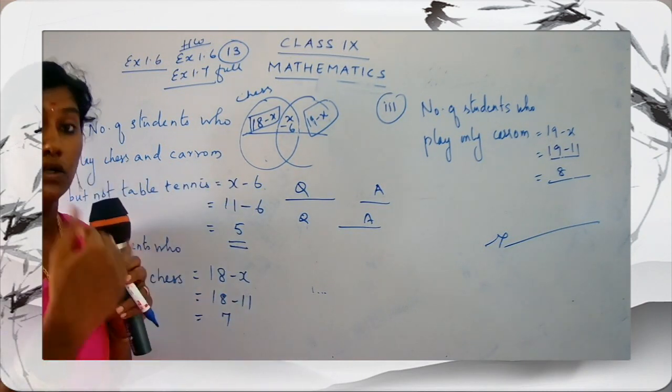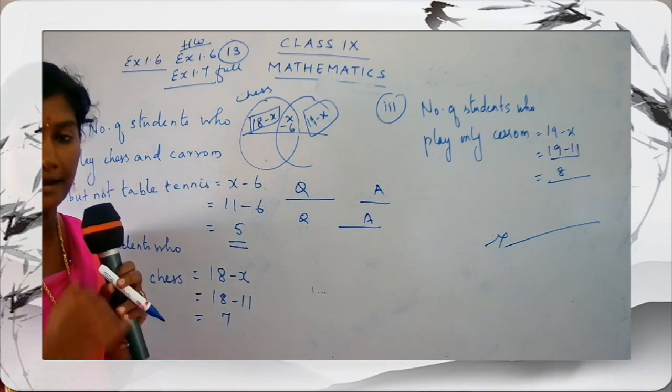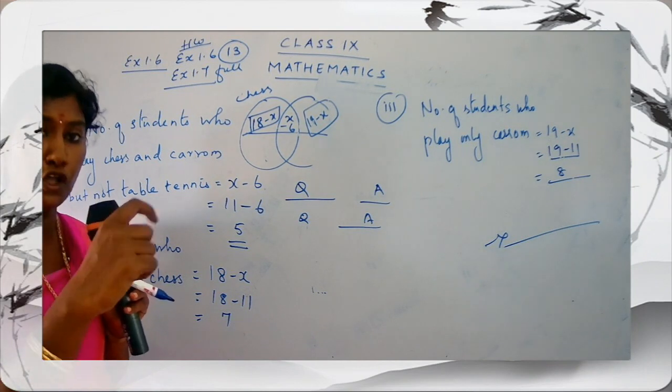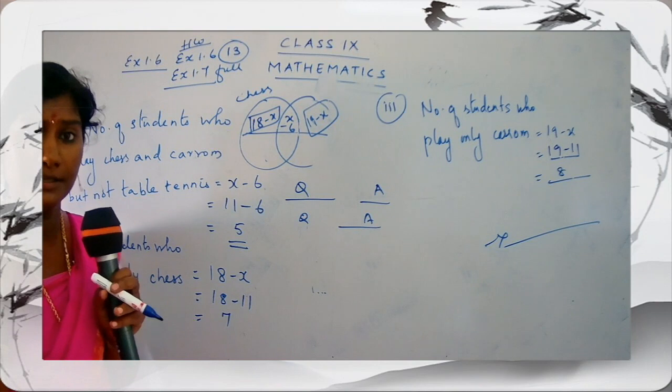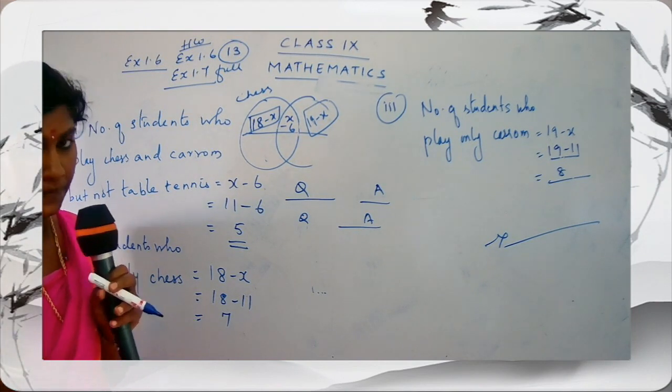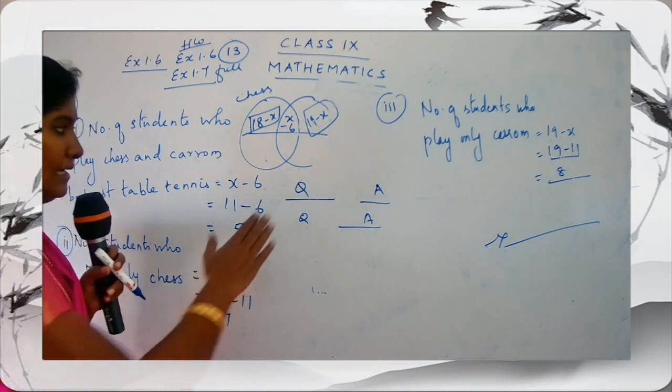Listen to me carefully. Once again I repeat, for exercise 1.7, a question and an answer. Do not write the remaining part. That is, do not go for the option part. You have to just choose the correct answer and you have to write down the answer. Clear, children? I hope you people are clear.